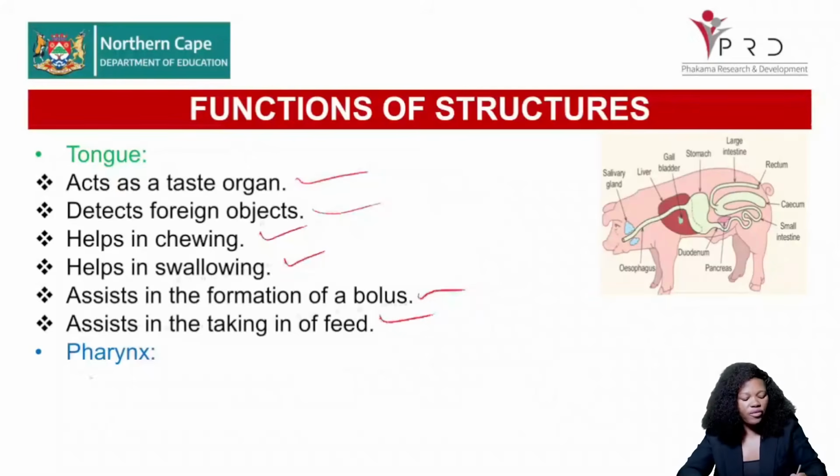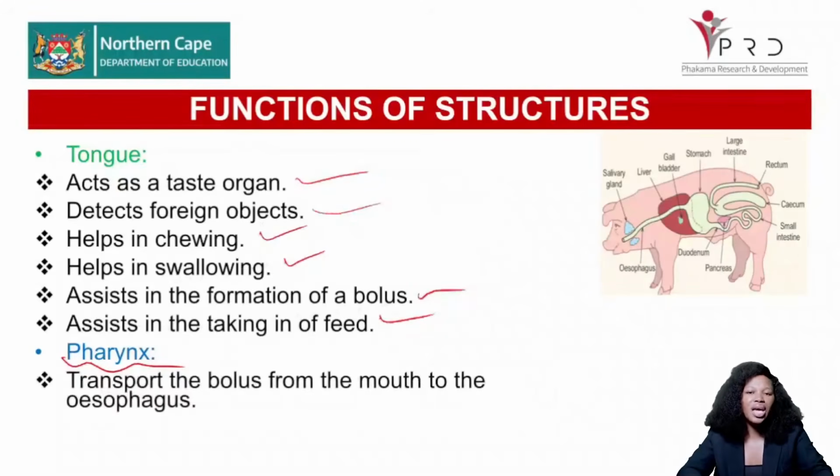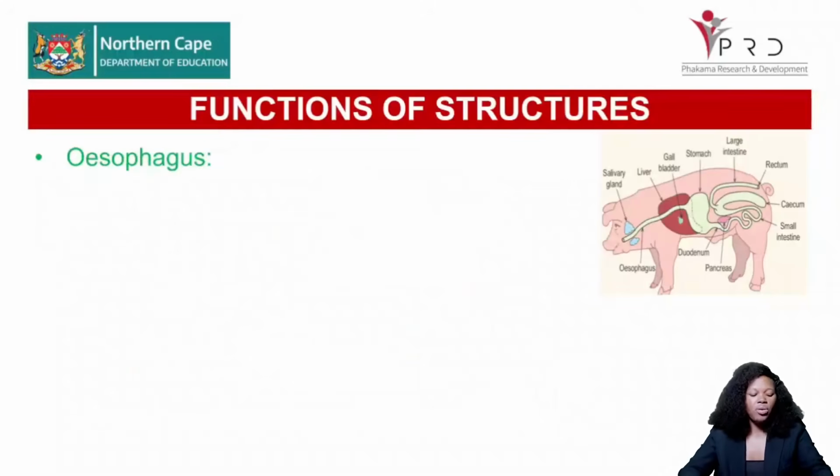Let us move on to the pharynx. Now, the pharynx is responsible for the transportation of a bolus from the mouth to the esophagus, where peristalsis will be applied. Right? That is the function of a pharynx. Now, why can't we say it transports the food? Remember, we don't call it food now, but it is now referred to as a bolus. Why? It has been mixed with the saliva. Right?